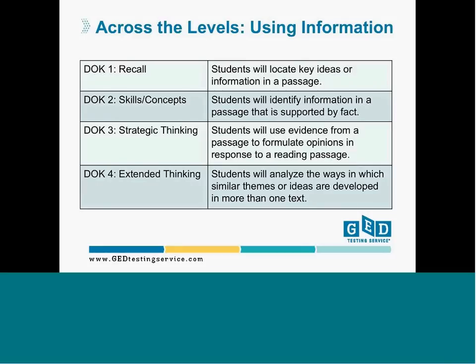So this particular chart shows how question complexity changes the type of product that's required. If a student had to recall, they would look for key ideas or information in a passage. If looking at skills and concepts at level 2, they'd identify information in the passage that's supported by facts itself. Then moving on to strategic thinking, they would use that evidence from that passage in order to formulate their response to a particular one.